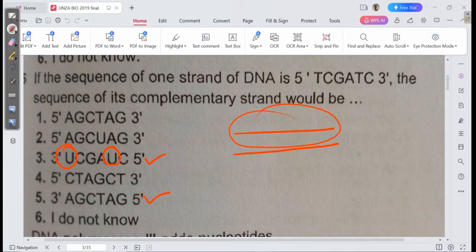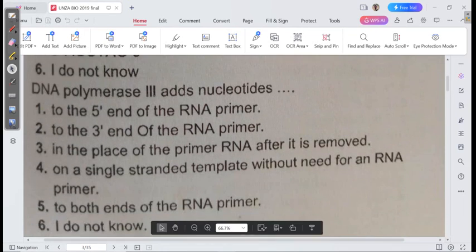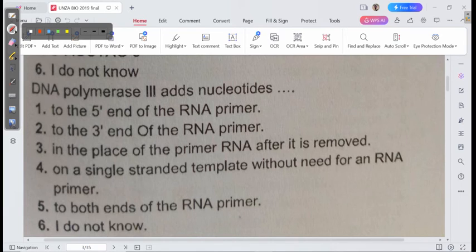Another question? Okay, so we move to this question. DNA polymerase 3 adds nucleotides... I think this I've already explained. To the 5' end of the RNA primer, to the 3' end of RNA primer, in the place of primer RNA after it is removed. Option 4 is saying on a single-stranded template without need for an RNA primer. 5 is saying to both ends of RNA primer, that is at the 5' end and at 3' end.